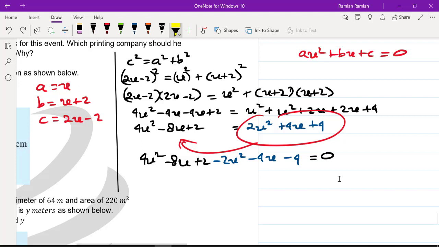Okay, now we can collect the like terms, this one with this one. 4x squared minus 2x squared is just 2x squared. And then minus 8x and minus 4x, they'll be minus 12x. And then plus 2 minus 4, that will become minus 2, equals 0.